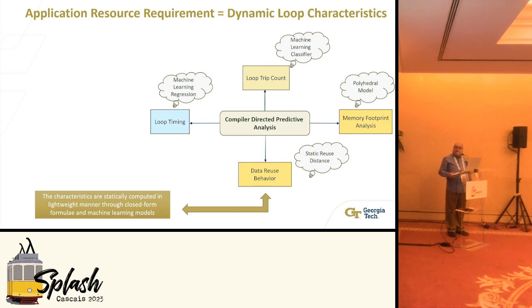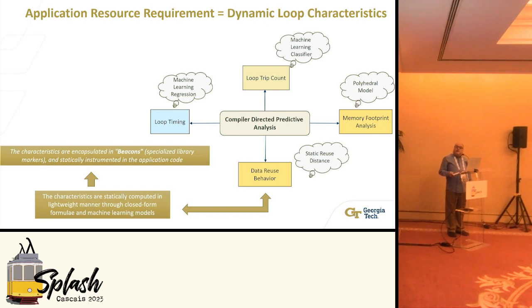We instrument these loops through different models or closed forms, and the lightest prediction mechanism that we can think of at the entrances of the loop. From there, the beacons library is synthesized by the compiler, which sits at the top of each loop nest. So this is the static part.